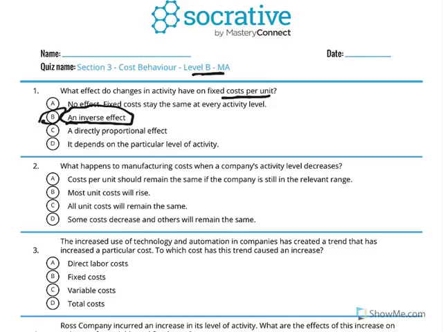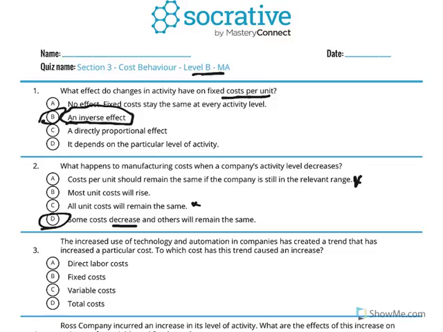What happens to manufacturing costs when a company's activity level decreases? Cost per unit should remain the same if in the relevant range? No, cost per unit would go up, because the fixed cost per unit would go up. Most costs will rise? All unit costs will remain the same? No. Some costs decrease, others will remain the same in total. Yeah, variable costs will decrease, but the fixed costs remain the same. So the answer is D.